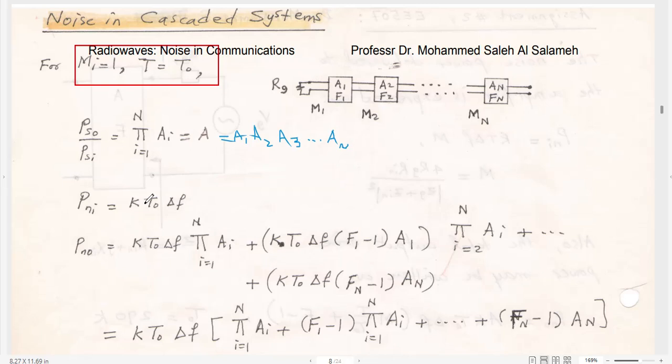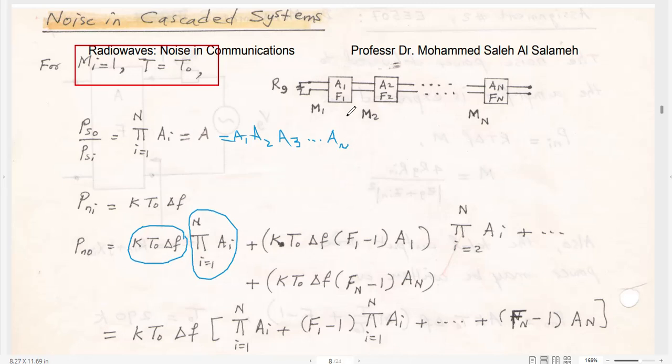Now, because in the noise figure we will need PSO over PSI, and also we will need PNO over PNI. Now PNI, the input noise coming from here, is kT naught delta F for the matched case. The noise output is equal to this noise multiplied by all the gains, so it is multiplied by this capital A, the product of the gains. This is the input noise multiplied by the product of the gains. It will give us the output noise due to the resistor only.